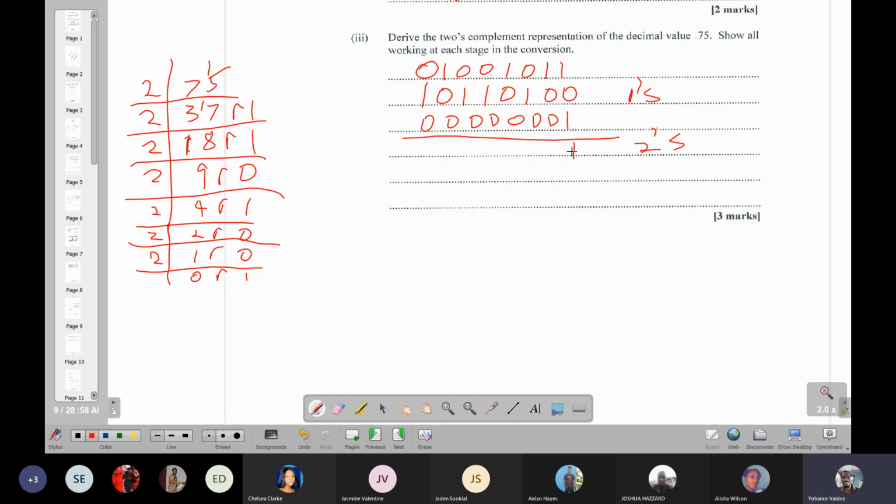So we end up with 1, 0, 1, 1, 0, 1, 0, 1. This is the value that we get with the 2's complement working out. I was kind of lenient in correcting if you only used the 7 bits, but you need to make it into an 8-bit value. Okay?